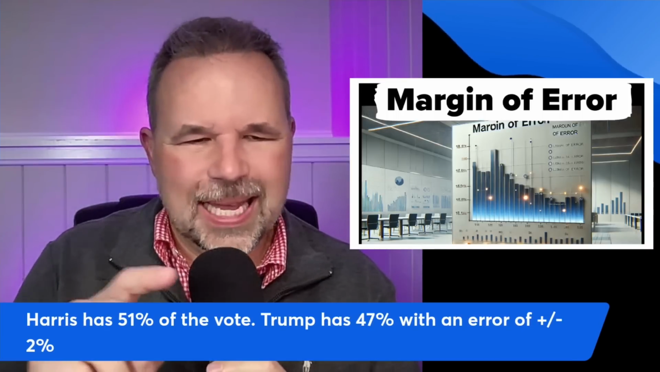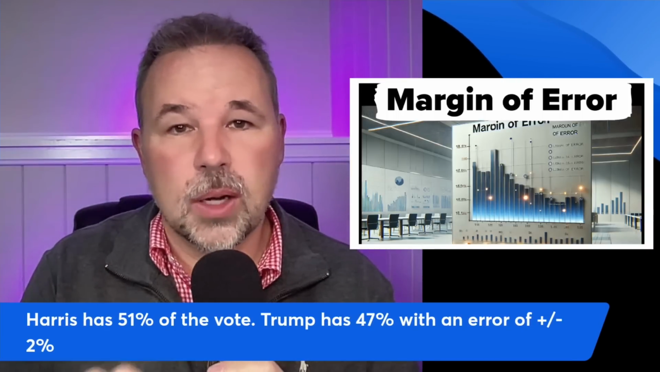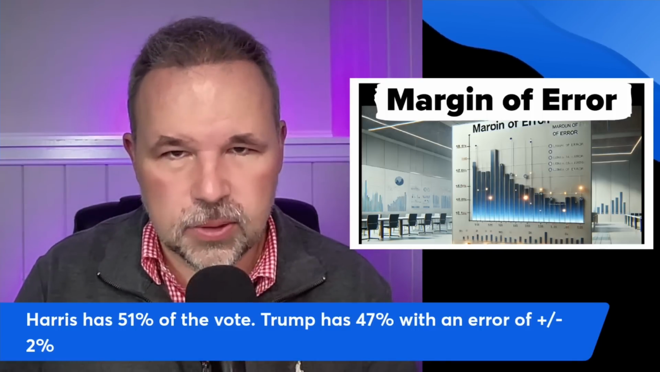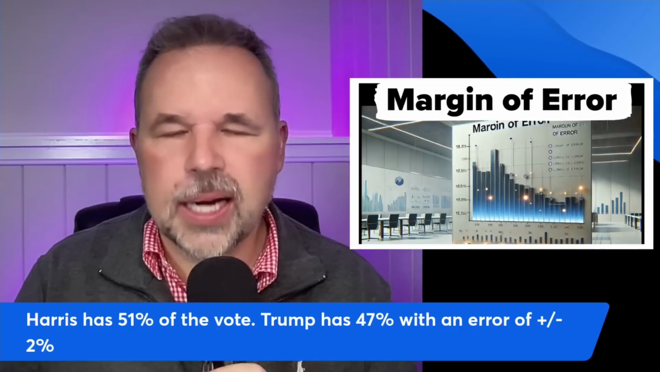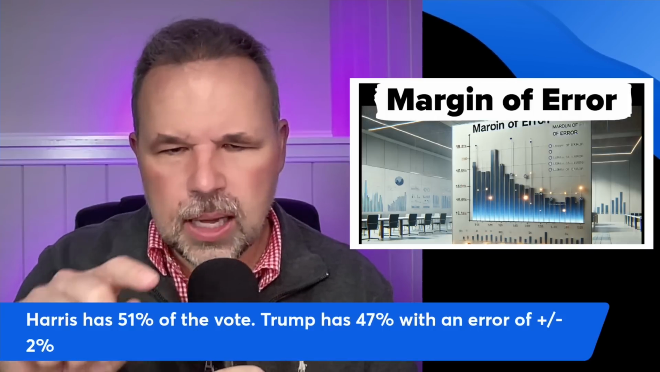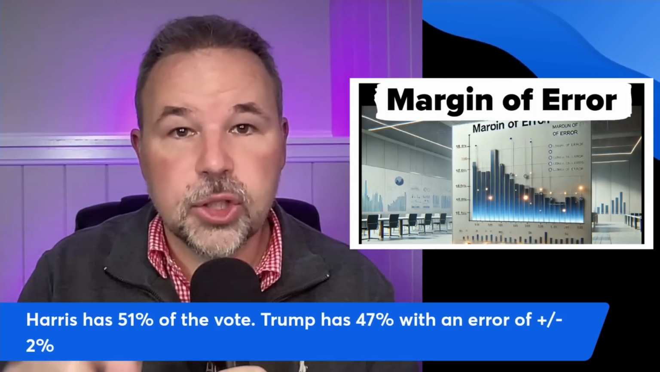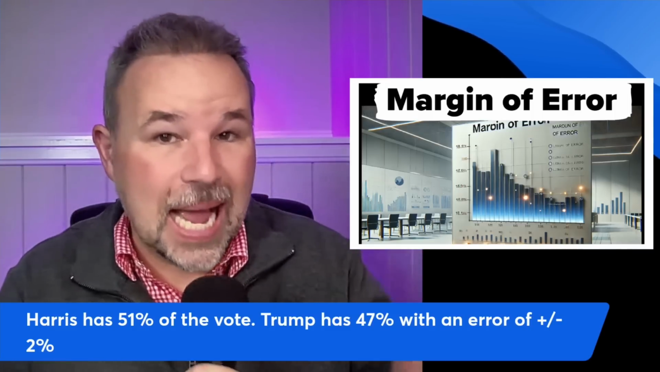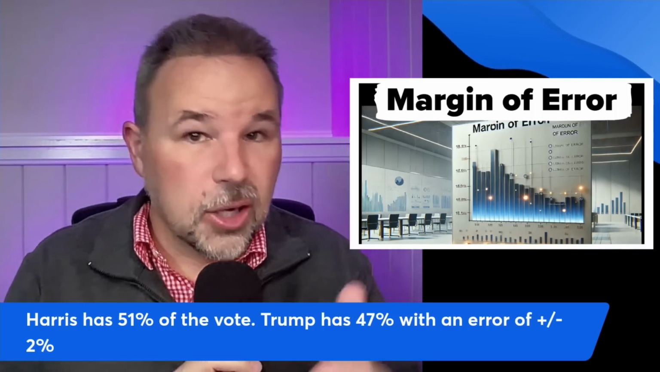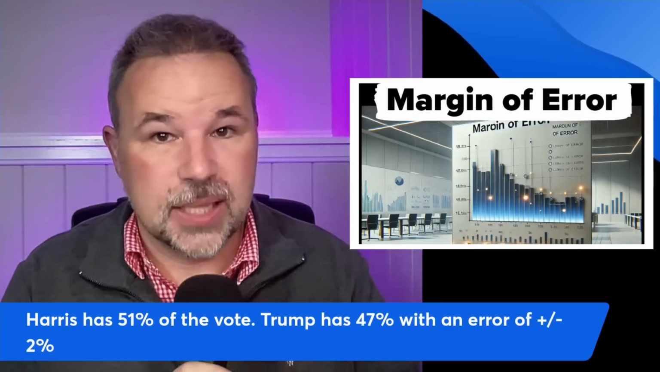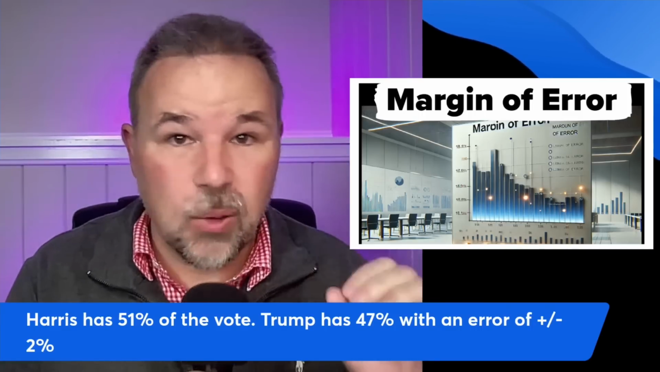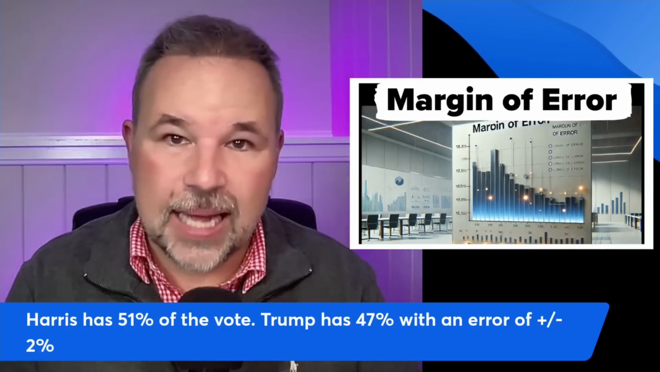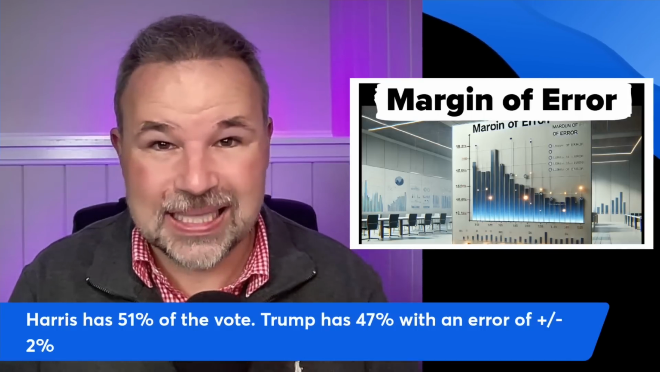In the news report, they say that Harris has 51% of the vote. Trump has 47% of the vote. I am an English teacher. I am not a math teacher, but that poll has a margin of error of 2%. So that means Harris could have as little as 49% of the vote, and Trump could have as much as 49% of the vote. So even according to that one poll, those two candidates could be dead even. That is another way to say they are exactly tied.